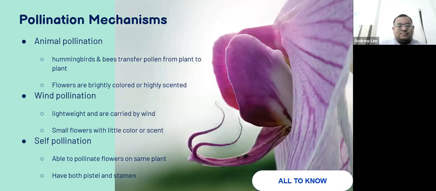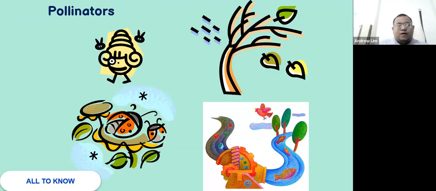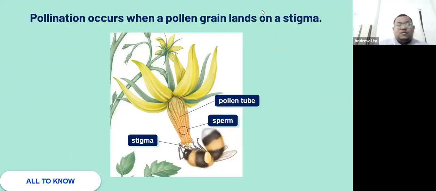All right, next. So the types of pollination: we have animals, we have wind, and we have self-pollination. Pollination occurs when a pollen grain lands on a stigma, be it by wind or by animal. As long as the pollen grain is stuck onto the animal and the animal lands on a female flower, the pollen grain will stick to the female part of the flower known as the stigma, and pollination starts the process.